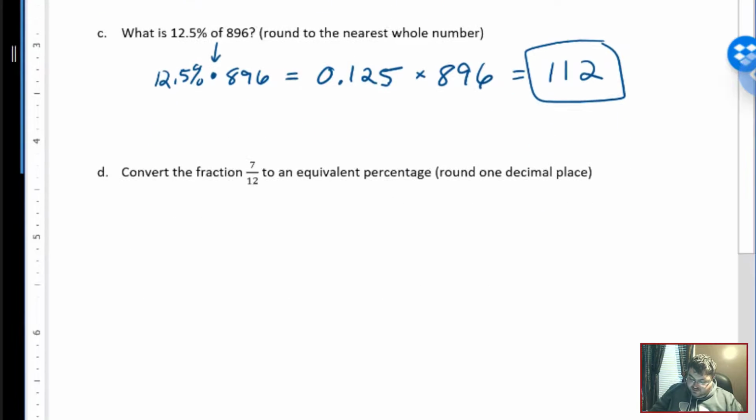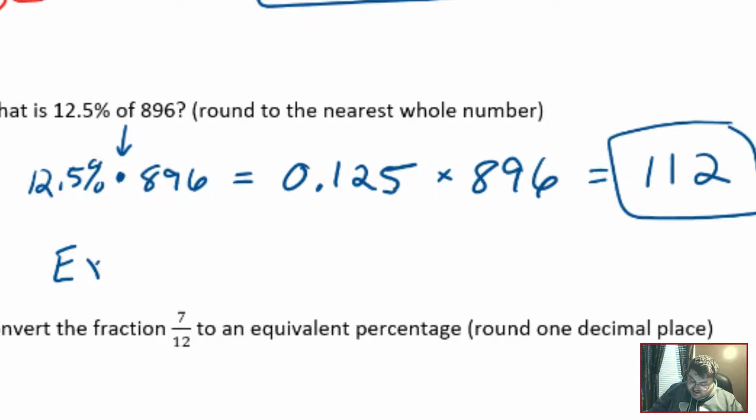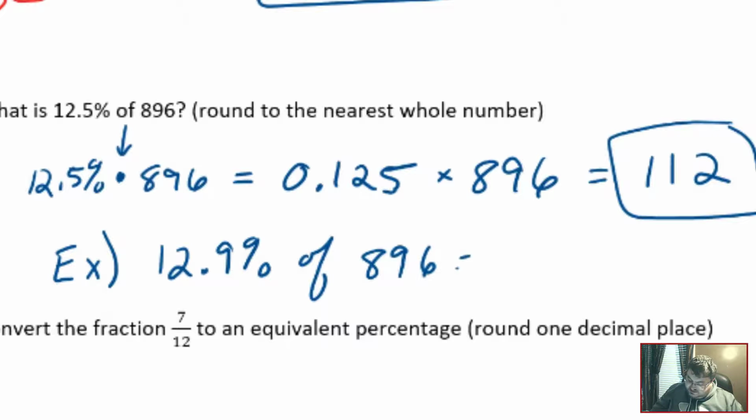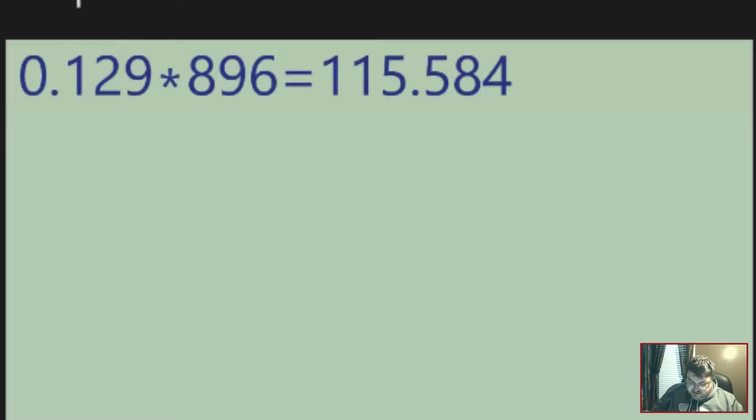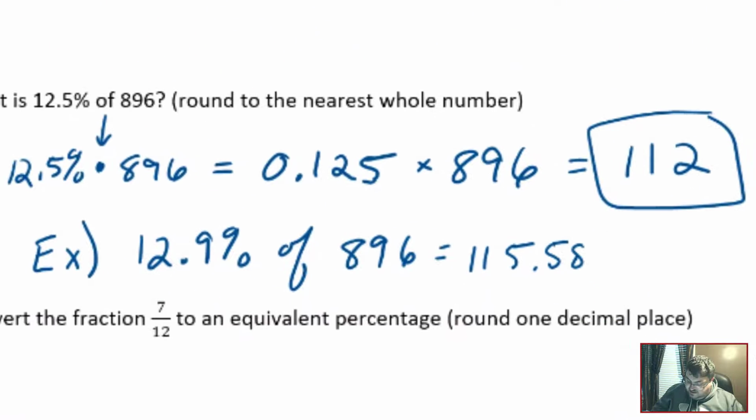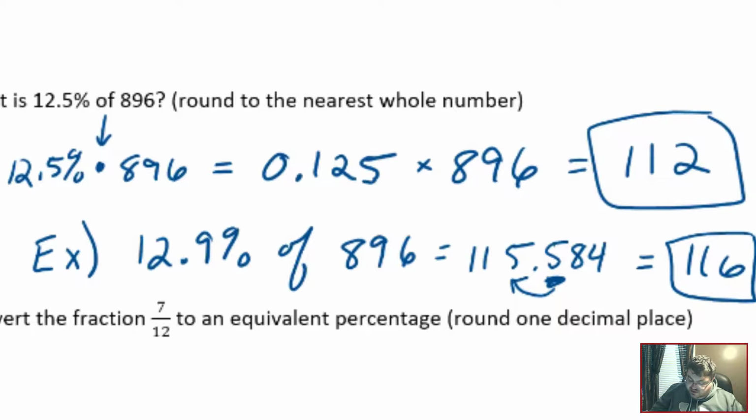So for an example, just to make up something here, if it said do 12.9% of 896. Okay, if you did 12.9%, that'd be 0.129 times 896. Right there, it gives us 115.584. Since the 5 is in the range of 5 to 9, you round up. We're going to push this 5 right here to be 116. So just another example right there.